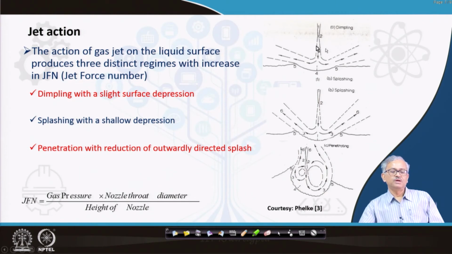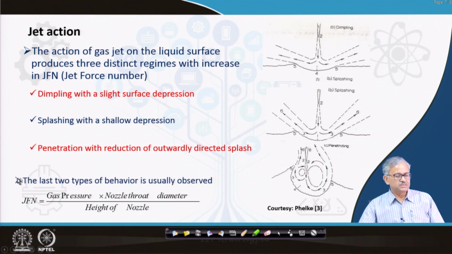So depending on the JFN you can produce penetration with reduction of outwardly directed splash. As we are discussing, in this case the splashing will be reduced completely, and all the metal droplets will go in this direction towards the center of the furnace, into the emulsion phase. The metal droplets are ejected into the emulsion phase directly, rather than going towards the refractory wall. So this is a very good thing, this penetration, but it is the last two types of behavior that are usually observed. You can have this or this.